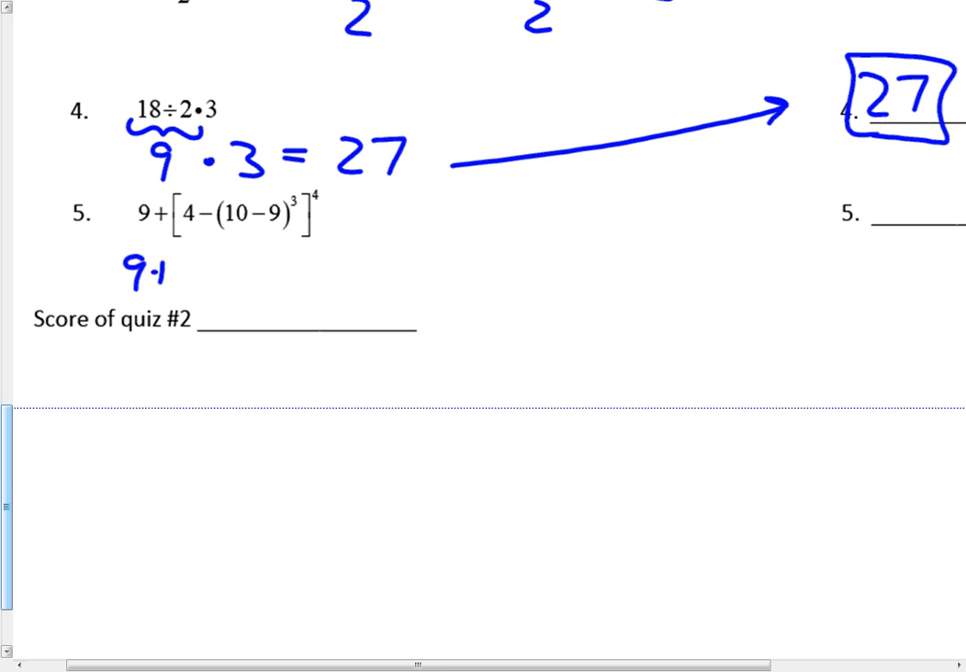I know I've got to do all this stuff first. Take a look at how I wrote that. What does P stand for in PEMDAS? Parentheses. I've got to do 10 minus 9 first. Don't worry about the power. Worry about this to start with. What's 10 minus 9? Put that in there.